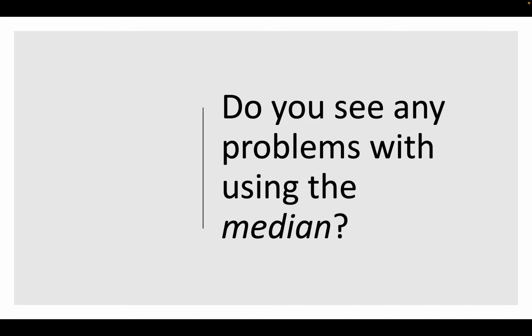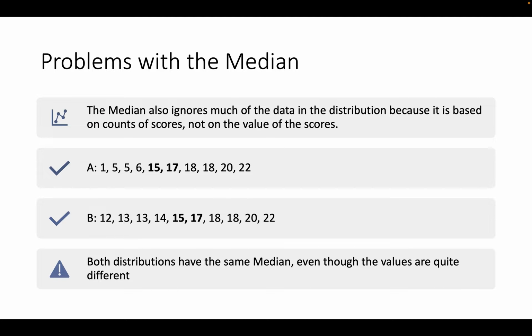But what about issues using the median? So again, we have the issue of count. It's not really including all the data, just what's physically in the middle. So for set A, we have a range of 1 to 22, and set B is 12 to 22, which means they are quite different, right? However, both data sets have the exact same median, right? If you add together 15 and 17, divide by 2, you'll get 16. So they have the same median even though the values are quite different in these two data sets.